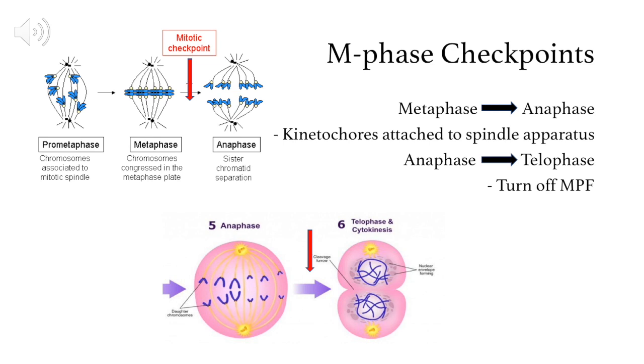The first mitotic checkpoint monitors the cell's progress from metaphase to anaphase. The criteria for this checkpoint is that the kinetochores are properly connected to the spindle apparatus in order to ensure that the sister chromatids will be properly separated in anaphase. The second mitotic checkpoint lies between anaphase and telophase. Once chromosomes have been separated, enzymes that degrade the cyclin subunit of MPF are activated. Once MPF levels decrease, the cell is free to move into telophase.